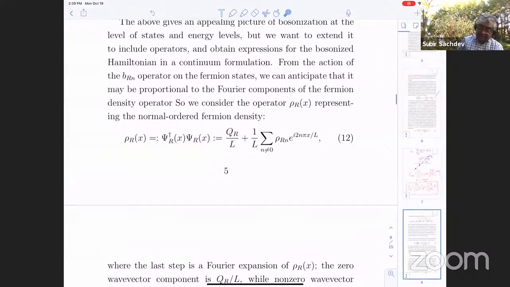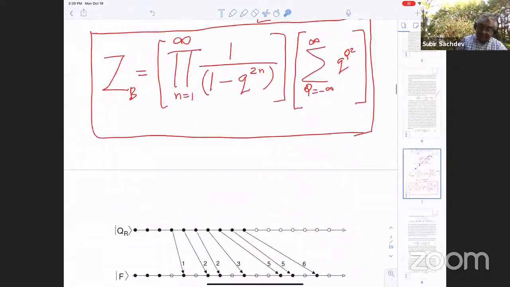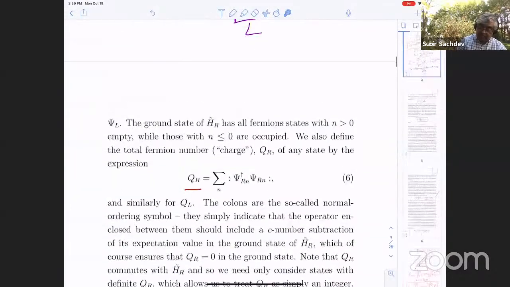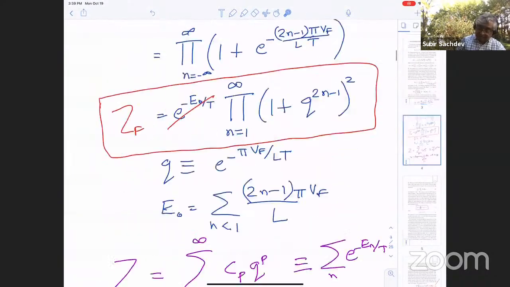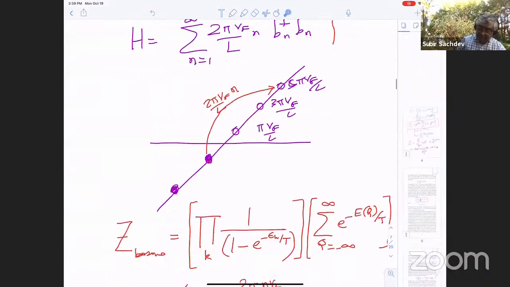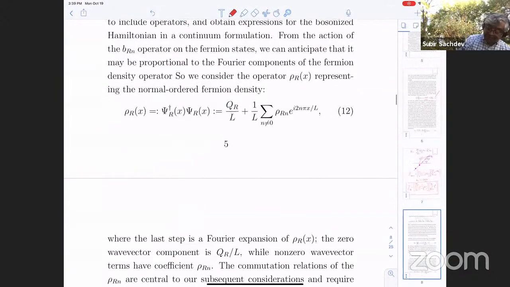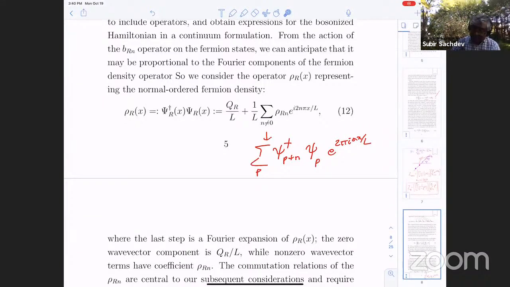And now you do the Fourier expansion. So if you write this psi R, we had an expansion for psi R over here. You take this Fourier expansion and put it into the density expression. And when you do that, you'll see right away that the density operator, up to some factors, can be written as something like psi dagger, sum on P, P plus N, psi P, e to the 2 pi i N x over L. So you can see there's a term here that moves a fermion up n steps, and that's the nth Fourier component of the density. Okay. So that's good. All right.